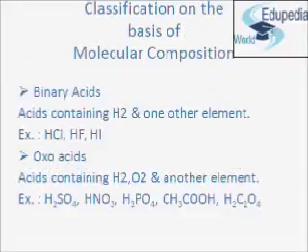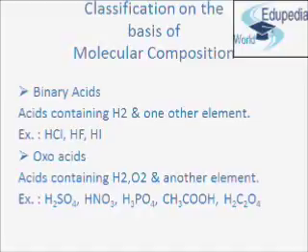Now, our second classification is classification on the basis of molecular composition. They can be classified into binary acids and oxoacids. What are binary acids? Acids which contain hydrogen and one other element are called binary acids. The examples are hydrochloric acid, that is HCl, hydrofluoric acid, that is HF, and HI, that is hydrogen iodide.